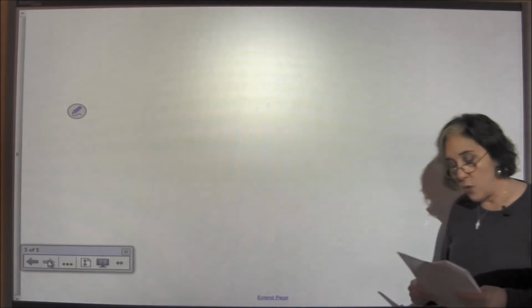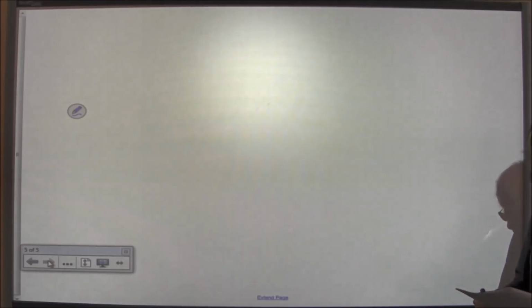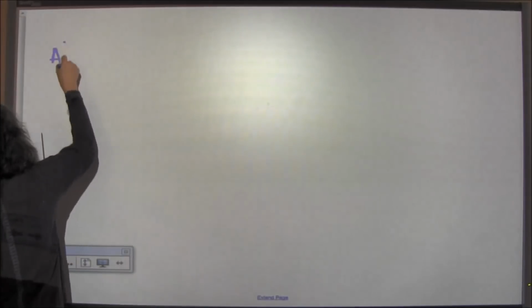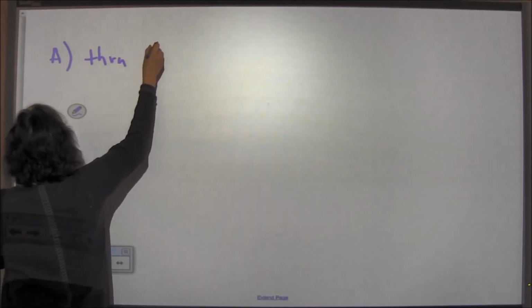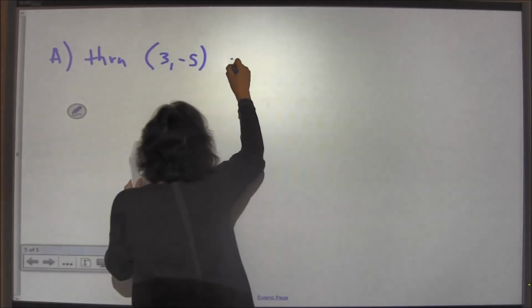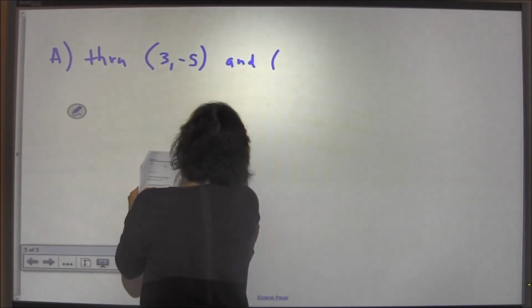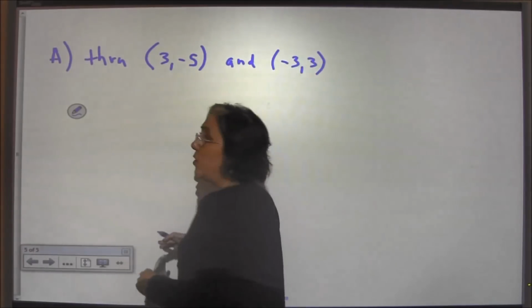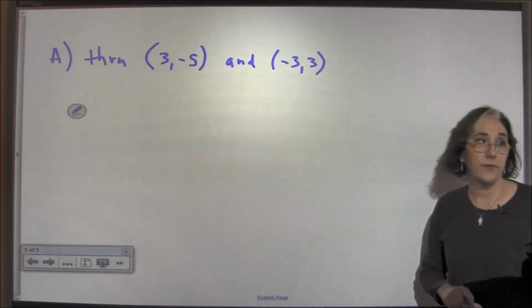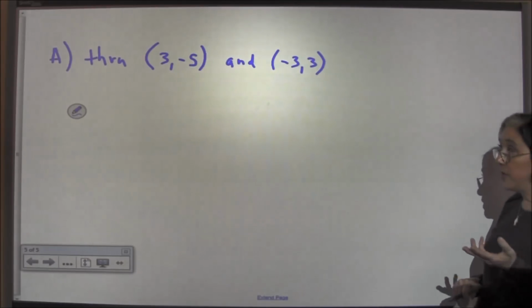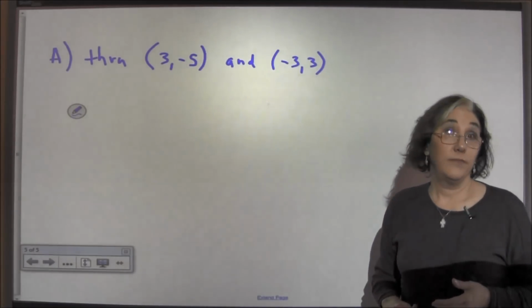Okay, so number 4, it says write the equation of the line in slope-intercept form that goes through (3, -5) and (-3, 3). So what do we know about this line? We know 2 points. Do we know the y-intercept? No, we don't know the y-intercept. Can I find the slope?